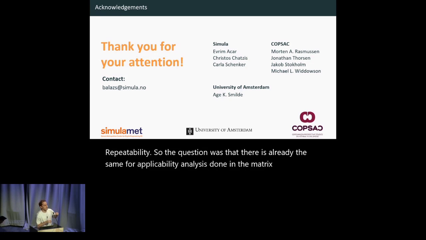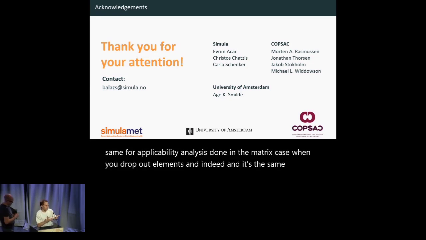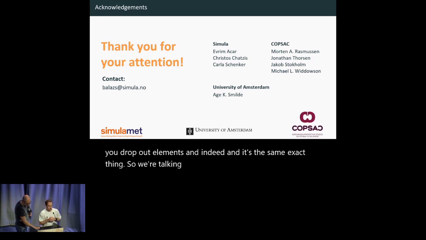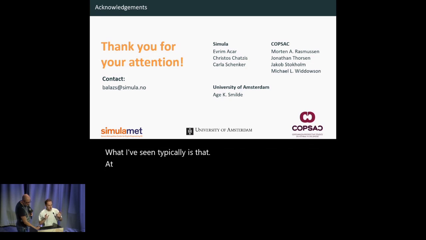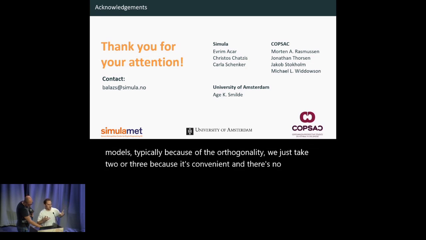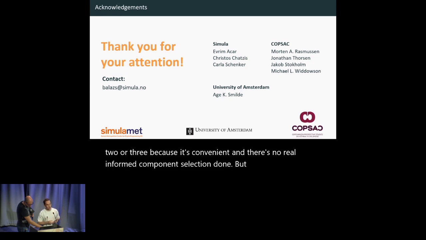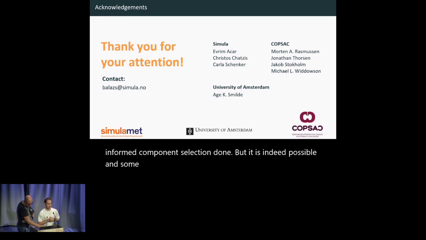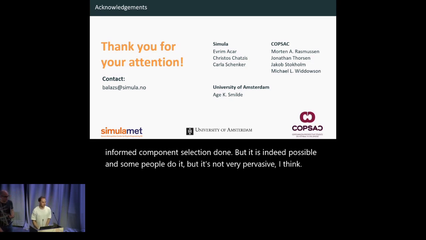Yeah, so the question was that there is already this kind of replicability analysis done in the matrix case when you drop out elements, and indeed, it's the same exact thing. So we're talking about the same type of approach. What I've seen typically is that at large, although it's anecdotal, with these component models, typically because of the orthogonality, we just take 2 or 3 because it's convenient, and there's no real informed component selection done. But it is indeed possible, and some people do it, but it's not very pervasive, I think.